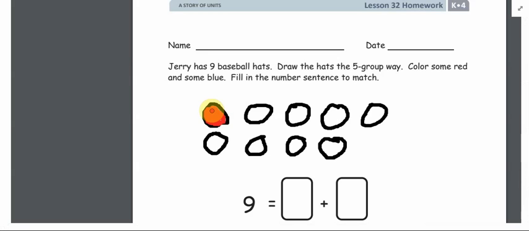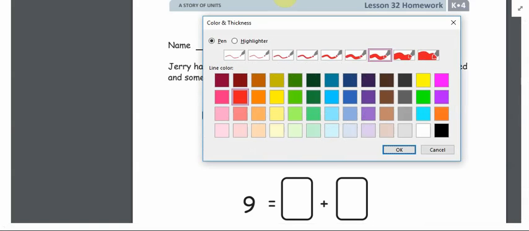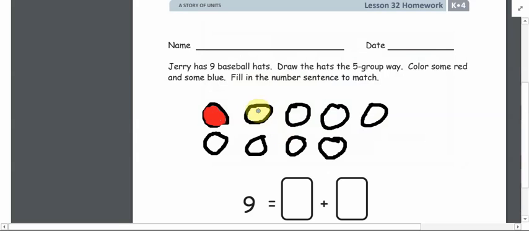So I chose to color 1 red, and the rest of them for me will be blue as well. So the rest of them will be blue.